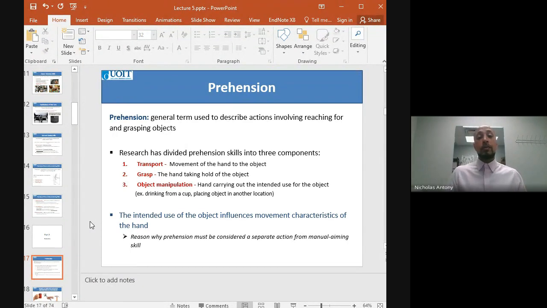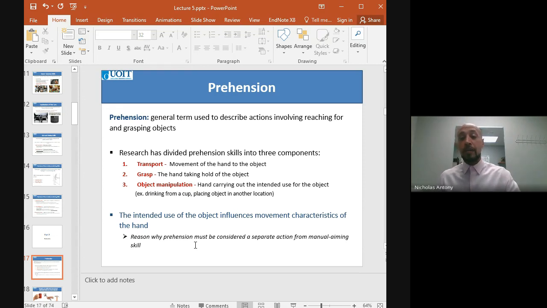And so research looked at what some of the variables are that are involved with the same sort of stages: transport, grasp, and instead of target touching, manipulation. What they found immediately was that the intended use of the object influences the way that we move. Initially when they were looking at this, they were going to say, okay, if I am going to reach for a cup and drink out of it, is that one motor skill of reaching and touching, and then the next motor skill is grasping and drinking?